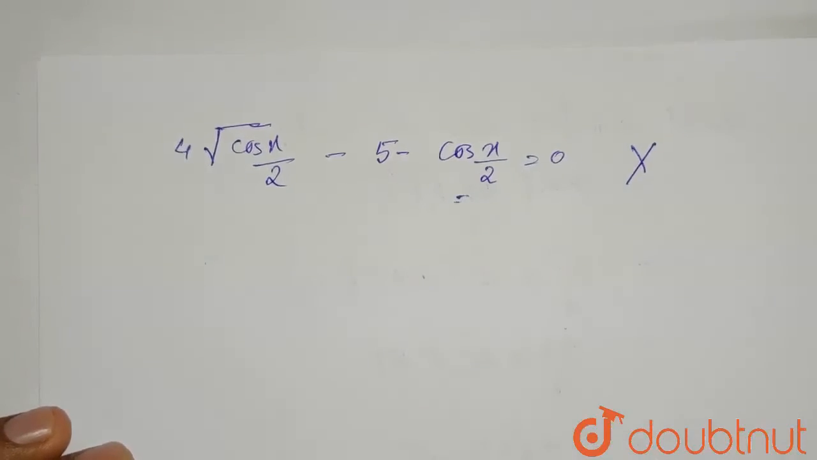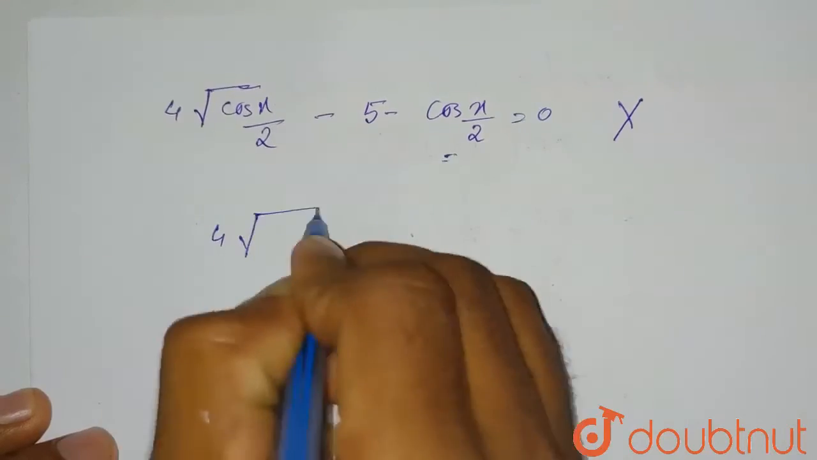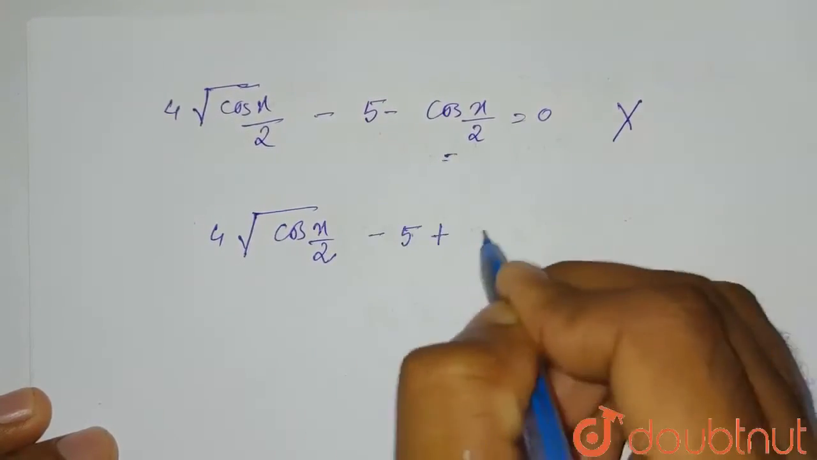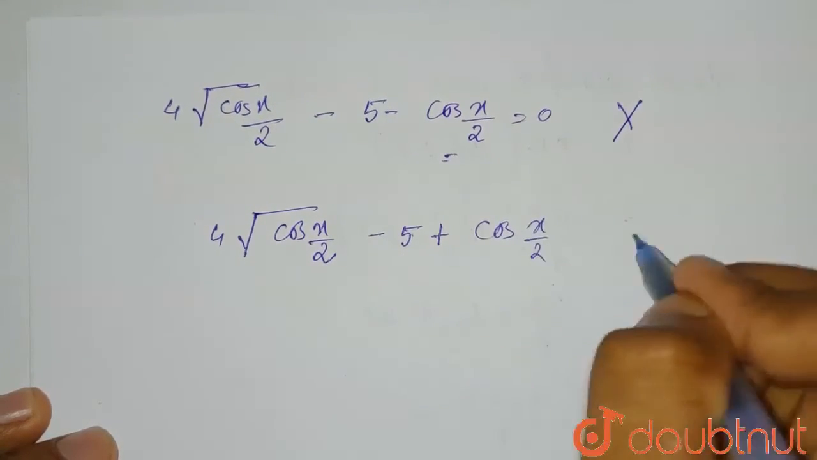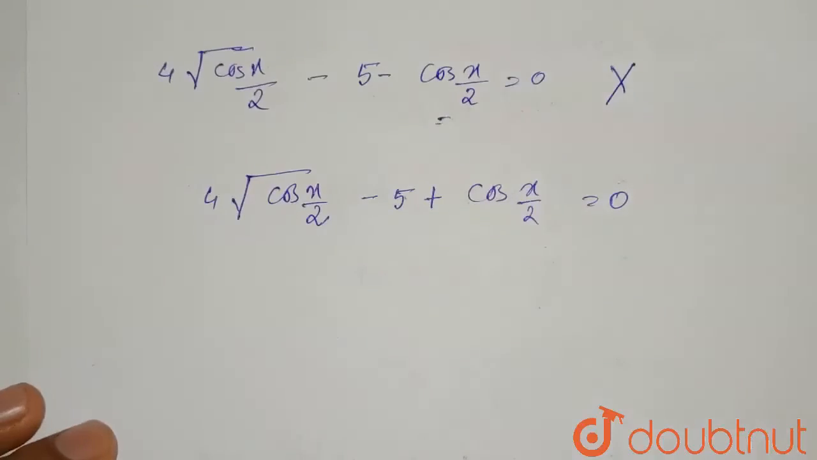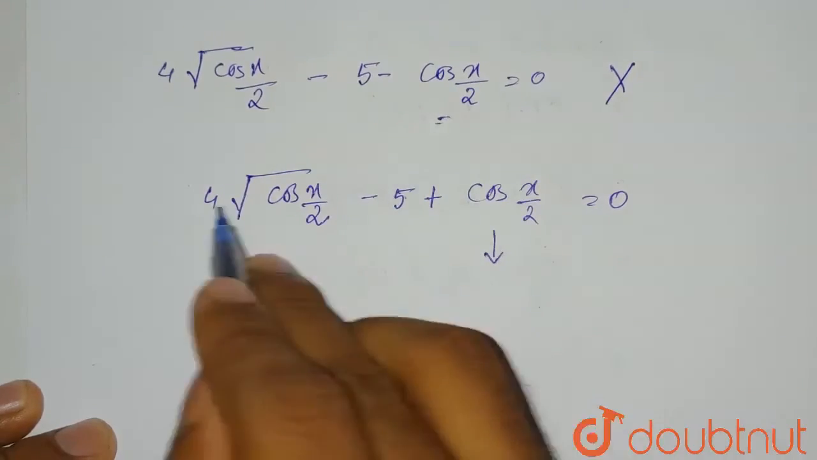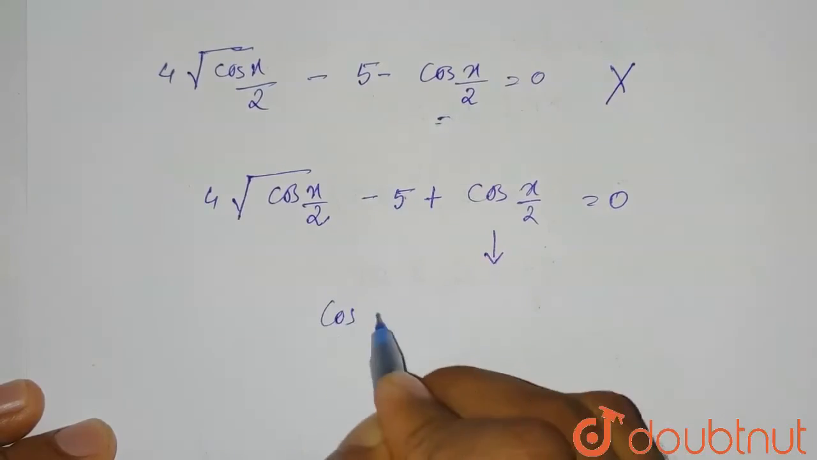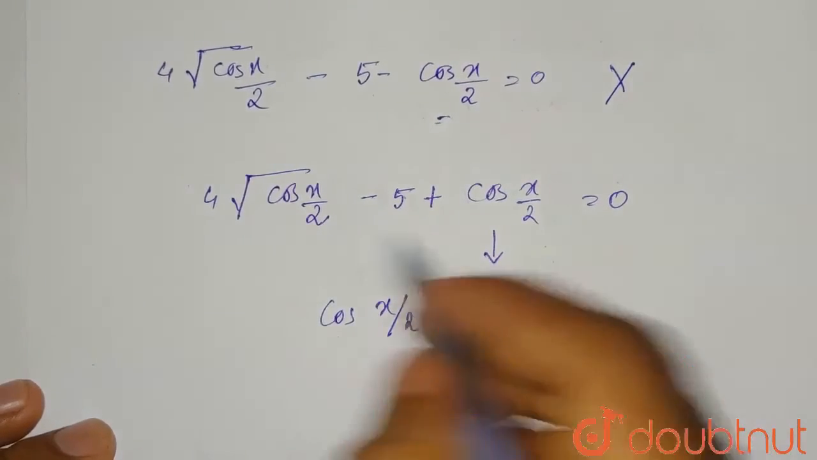Now let's write the second equation, which is 4 root under cos of x by 2 minus 5 plus cos of x by 2 equals to 0. Now if we put the value for cos of x by 2 as 1, what do we find? 4 into root 1, that means it is 4 minus 5 plus 1. 4 plus 1 is 5, minus 5 is 0. That means the value cos of x by 2 equals to 1 is satisfied, because for this the equation satisfies.